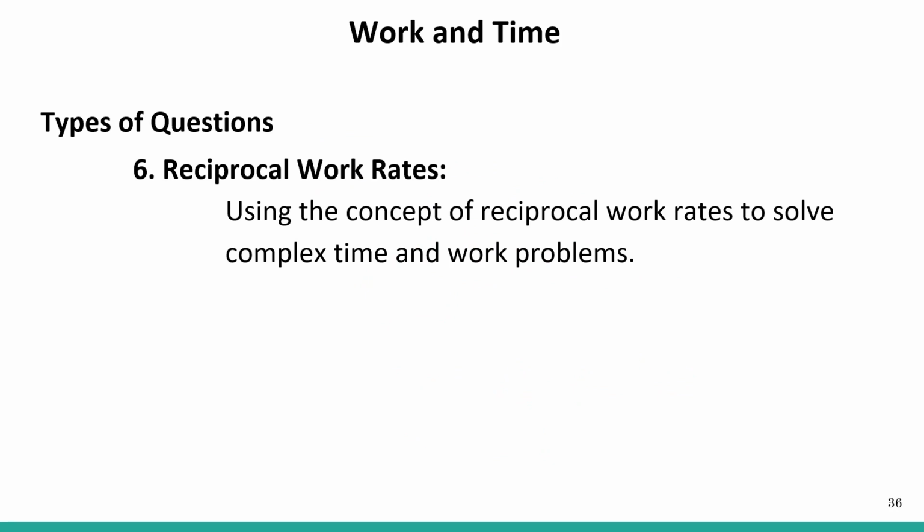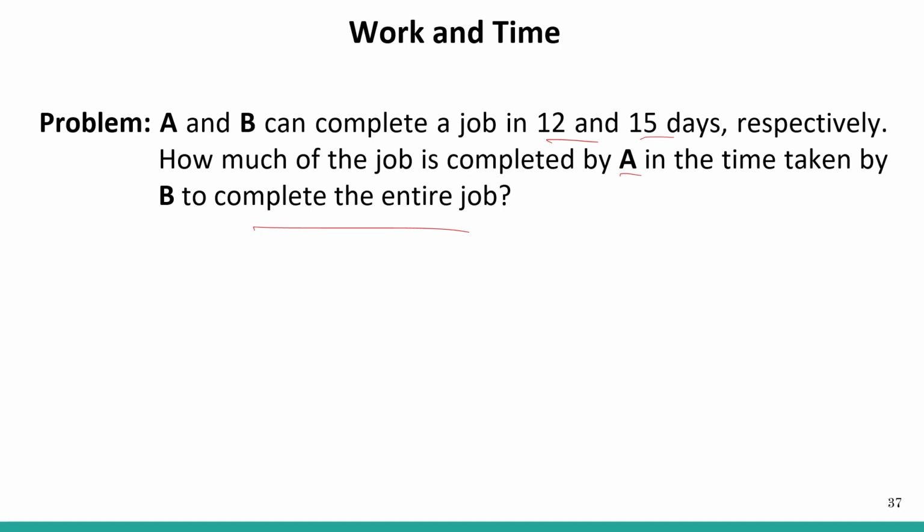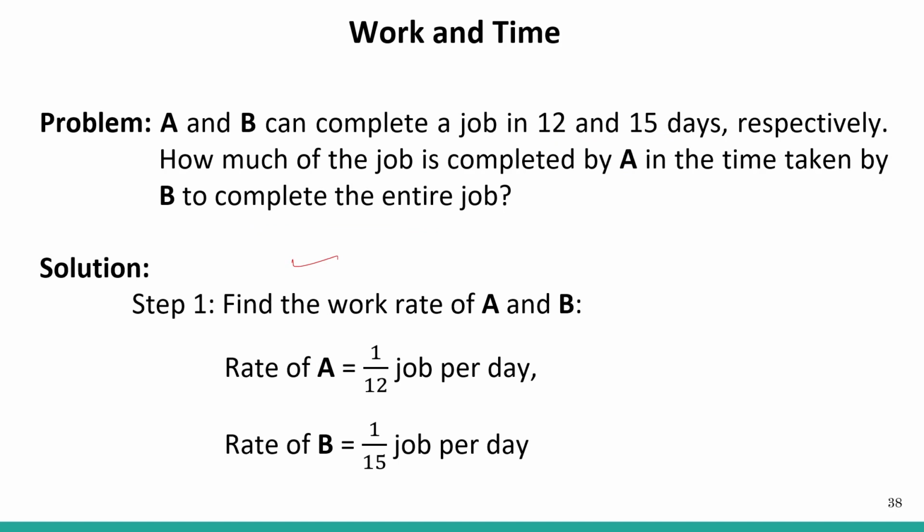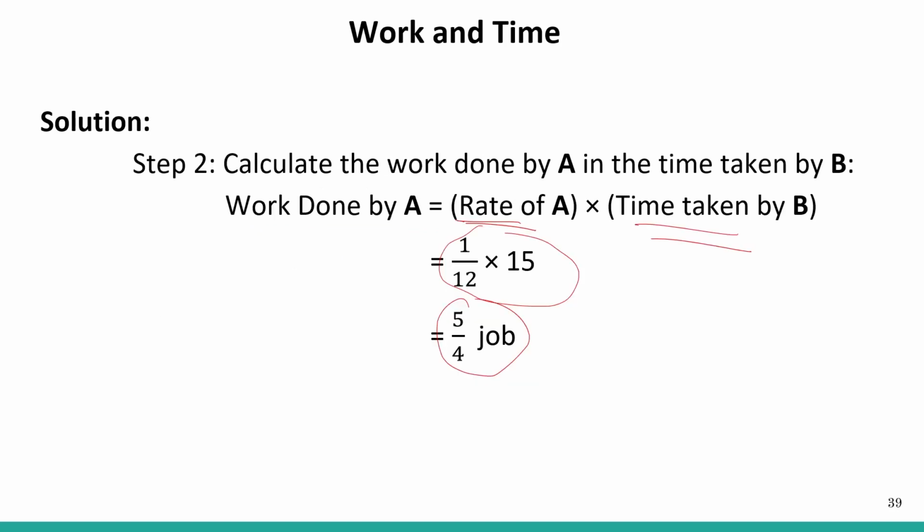So let's see what reciprocal work rates are. Okay, so see an example. A and B can complete a job within 12 and 15 days respectively. So how much of the job is completed by A in the entire time taken by B to complete the entire job? So find the work rate of A and B. It is 1 by 12 and 1 by 15 respectively. So calculating the work done by A. In the meanwhile, work done by A is equal to rate of A into time taken by B, that is equal to 1 by 12 into 15, which is equal to 5 by 4.